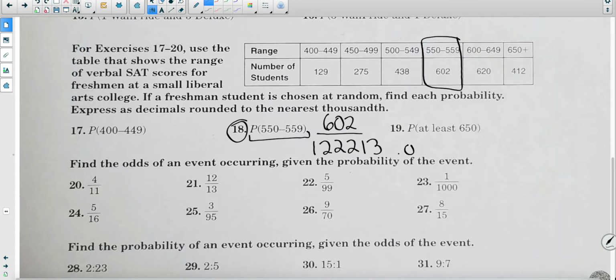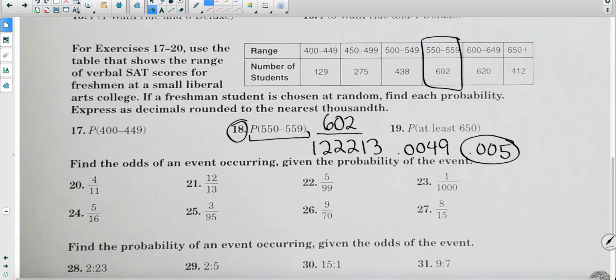And we have 0.0049. It says expressed as decimals rounded to the nearest thousandth. So this would be tens, hundreds, thousands. So we got to round that 4 up. Okay, so it'd be 0.005. That would be our probability for that one.